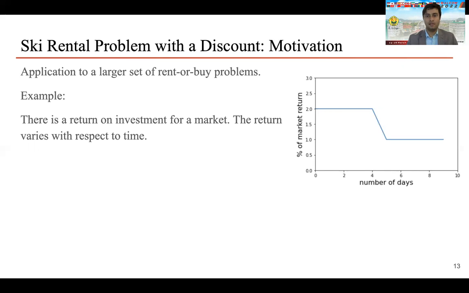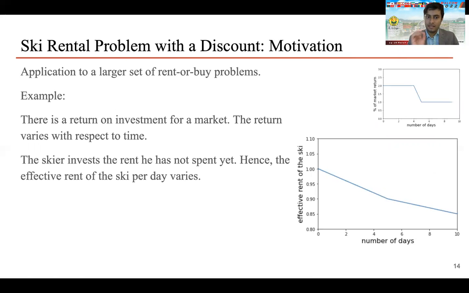For example, let's say there is a return on investment for a market, and the return varies with respect to time. Like in this example plot, let's say the percentage of market return is 2% for the first 4 days, and from the 5th day onwards, it is 1%.